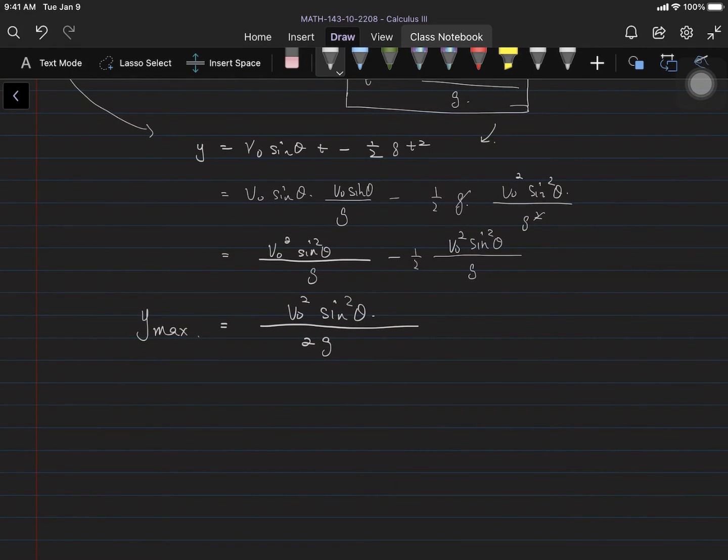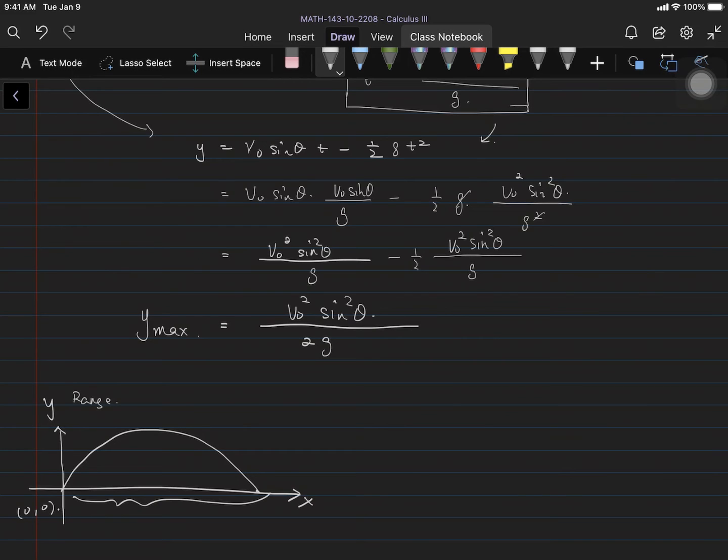The next topic we are going to do is the range. So what does the range mean? When we fire the projectile, it finally hits the ground, right? So x and y here, from the origin, we call this the range, the farthest position it can get. So how do we find this range?